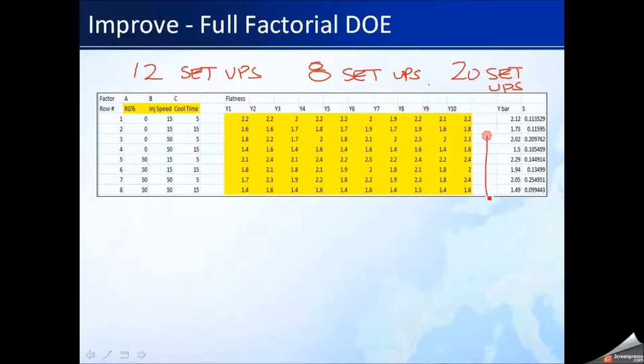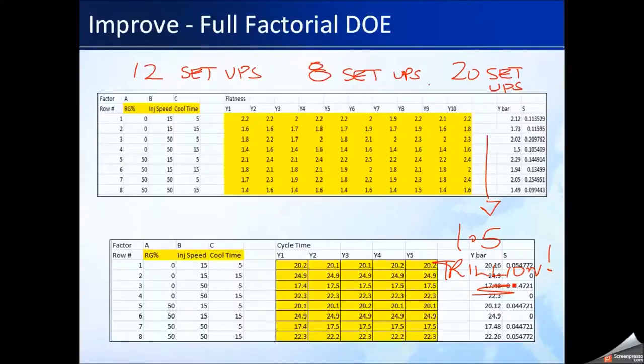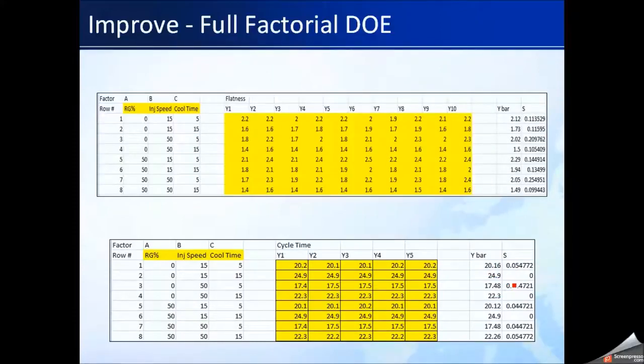And from those 20, we're going to pick the best settings from the 1.5 trillion that we had out there. This is a super efficient way of doing this. Cycle time and flatness. So again, we're collecting both of those, and again, we're looking for the sweet spot.